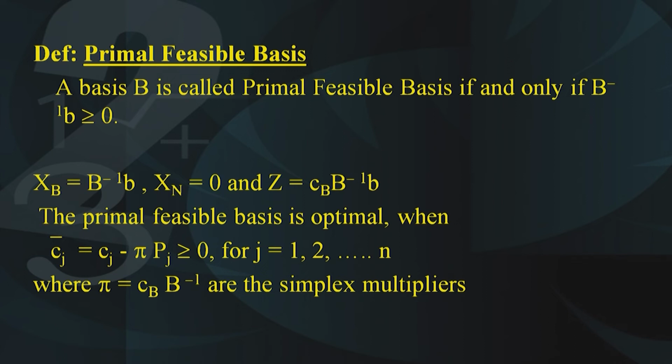The primal feasible basis is optimum when c j bar is equal to c j minus pi times p j, and this has to be greater than or equal to 0. So, c j bar are nothing but the deviation entries, and they have to be greater than or equal to 0 for optimality, where of course, pi are nothing but the simplex multipliers. So, pi is equal to c b b inverse, these are the simplex multipliers.